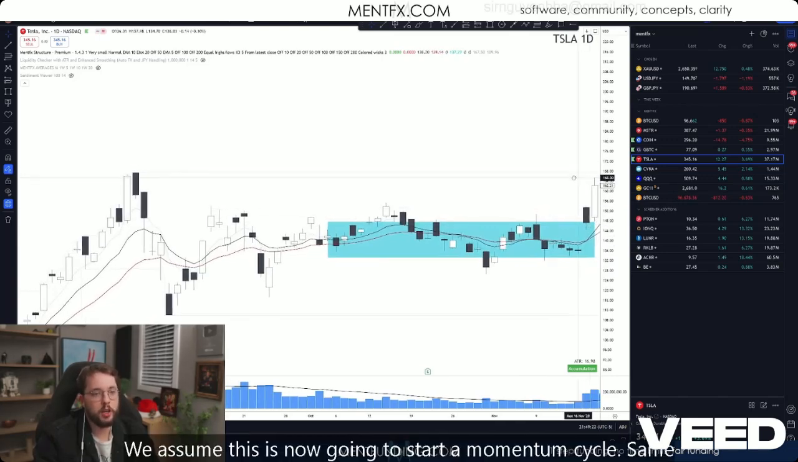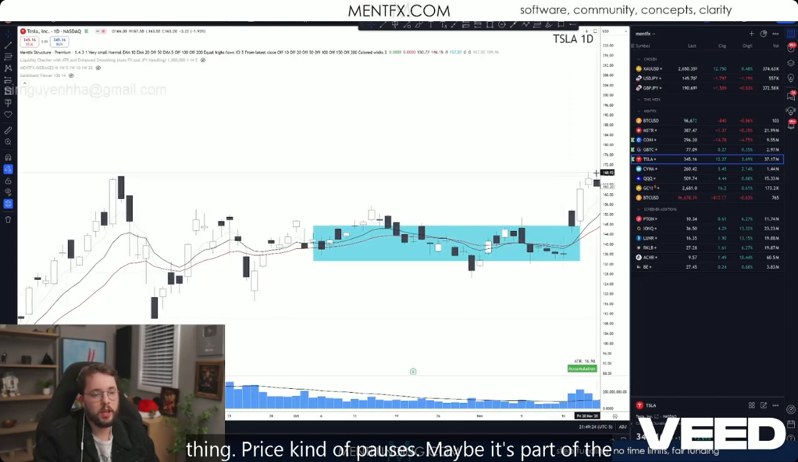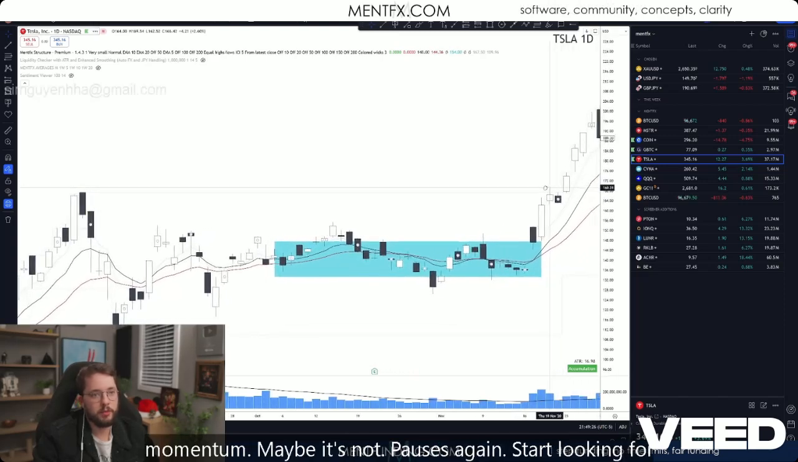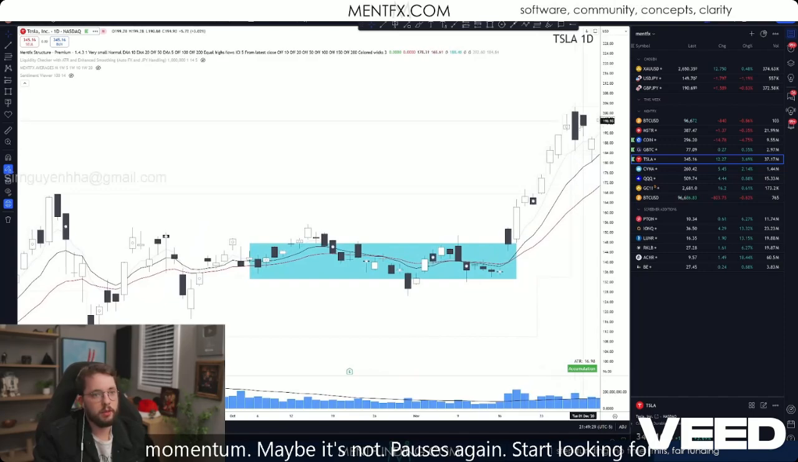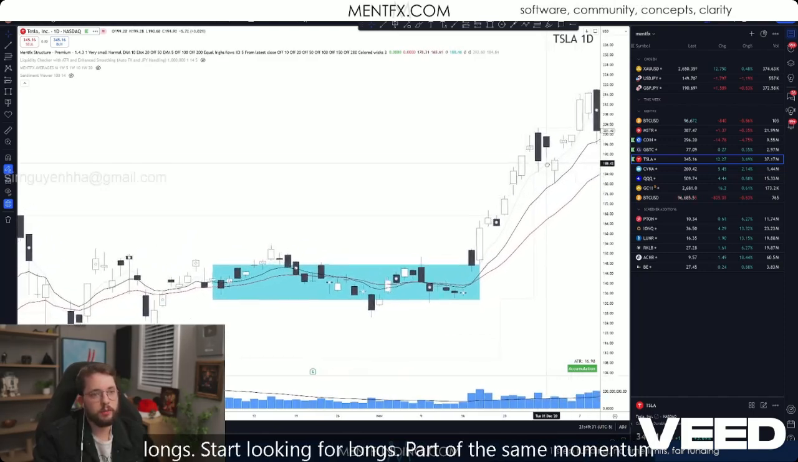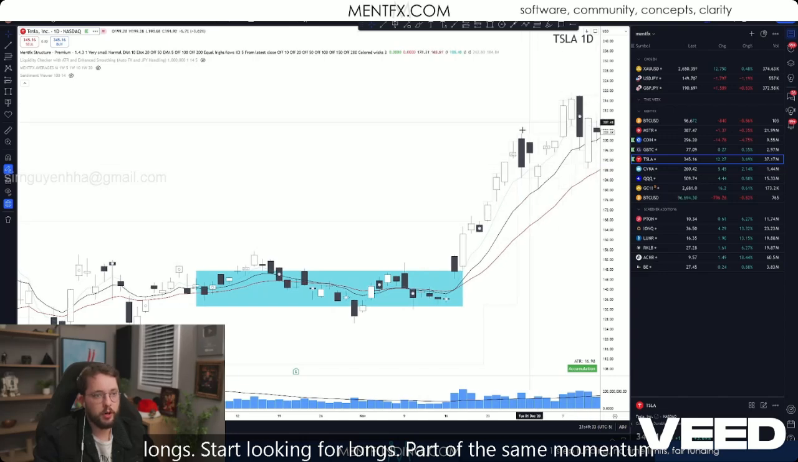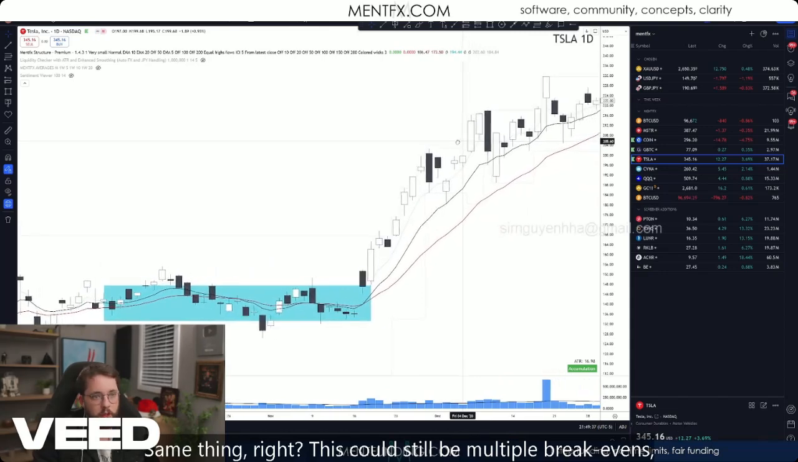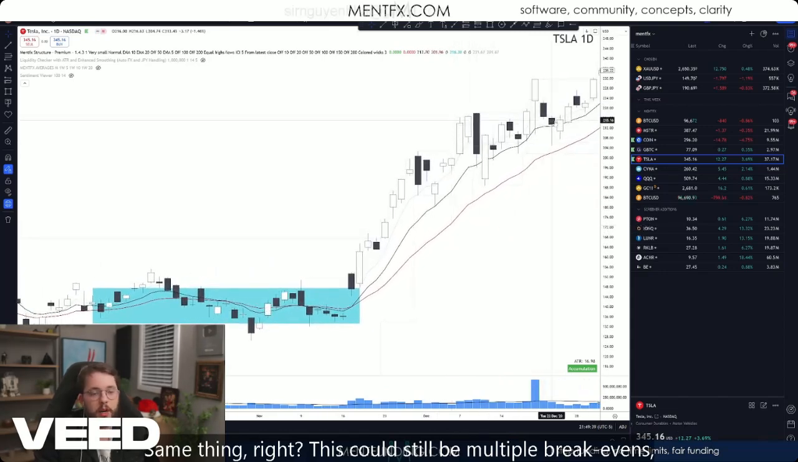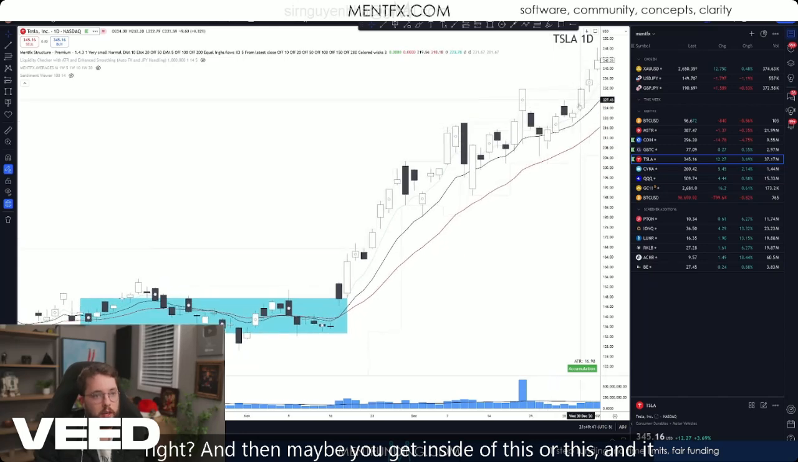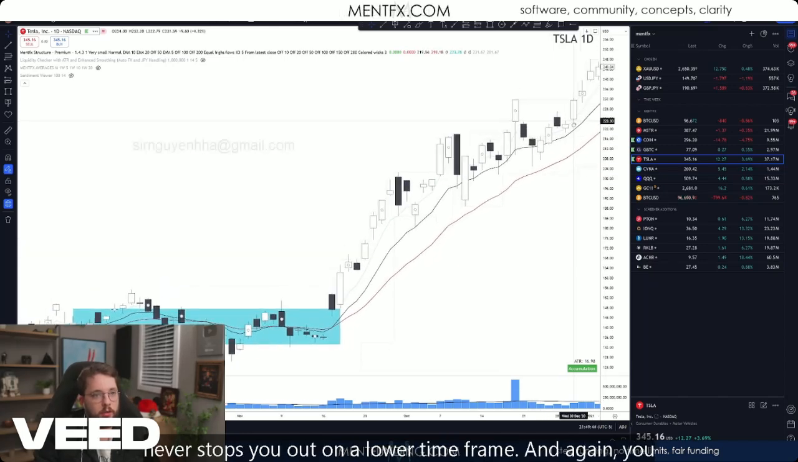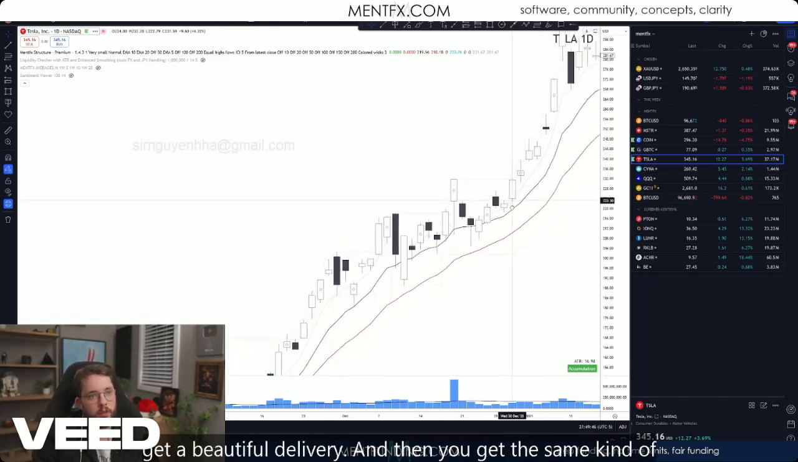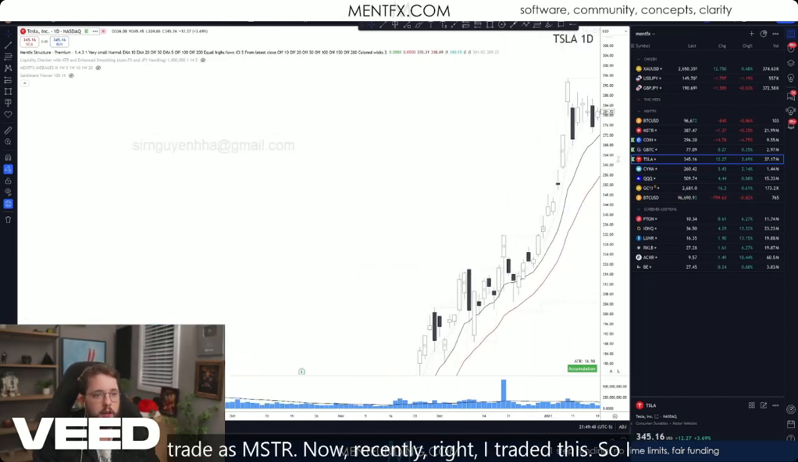We assume this is now going to start a momentum cycle. Same thing. Price pauses. Maybe it's part of the momentum. Maybe it's not. Pauses again. Start looking for longs, part of the same momentum MB. Same thing, right? This could still be multiple break evens. And then maybe you get inside of this or this and it never stops you out on a lower time frame. And again, you get a beautiful delivery. And then you get the same kind of trade as MSTR.